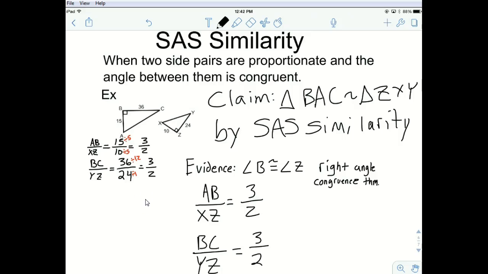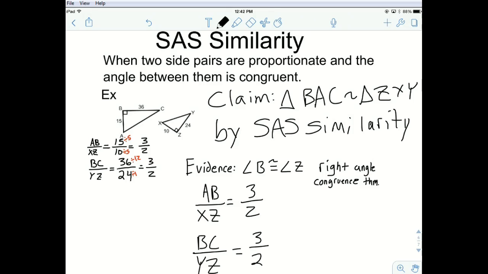Welcome to the third video in a three-part series looking at triangle similarity. This video is about side angle side similarity. So side angle side asks us to look both at the angles and the sides, kind of a combination of the two other similarity theorems.